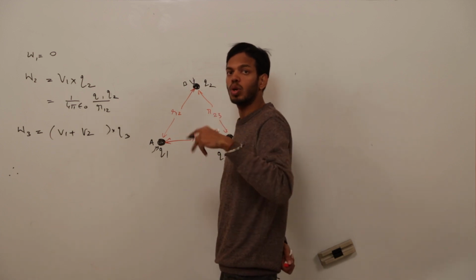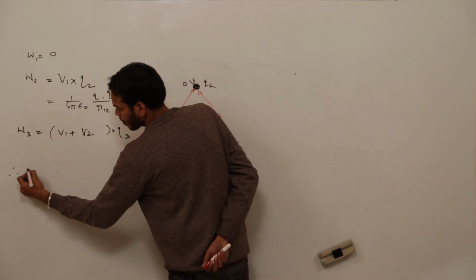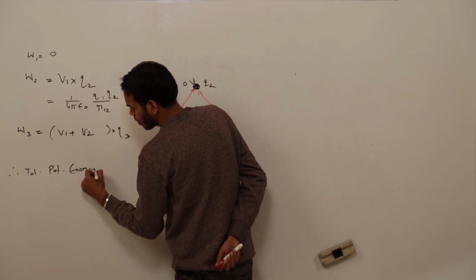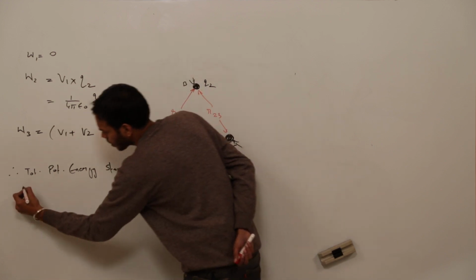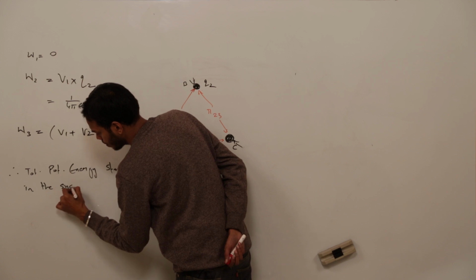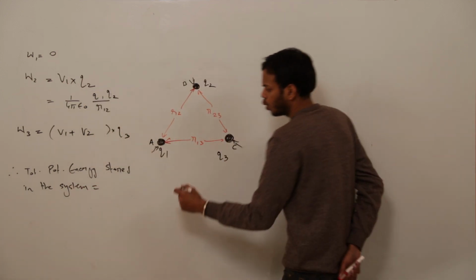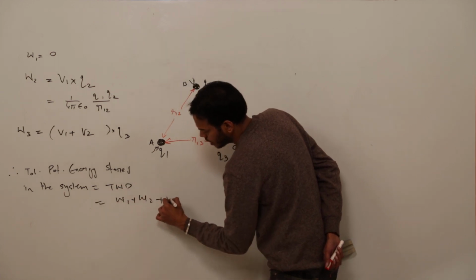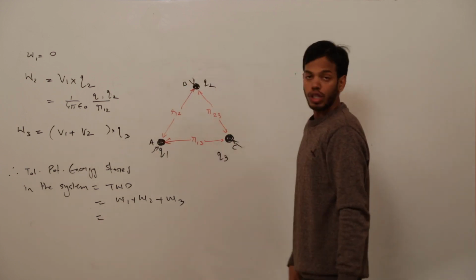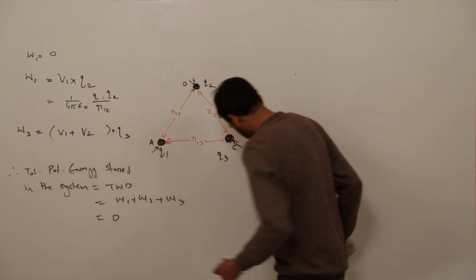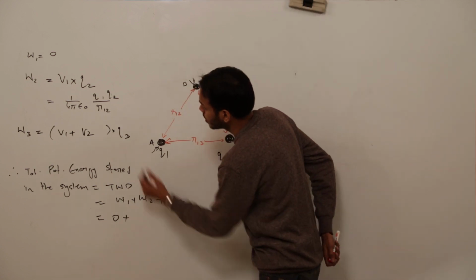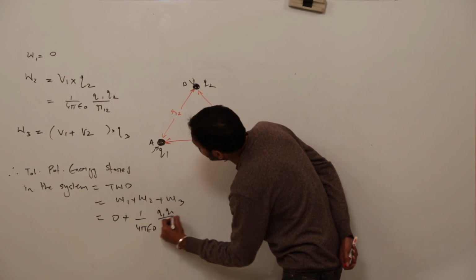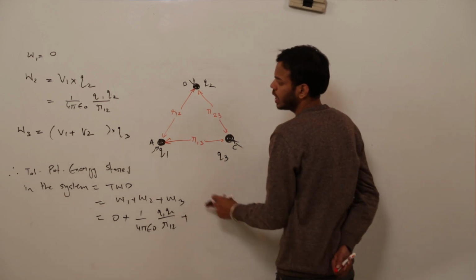I am not writing total work done. What I am writing is, therefore, total potential energy stored in the system is equal to what? Total work done, which is equal to W1 plus W2 plus W3. What was W1? 0, plus 1 upon 4 pi epsilon naught Q1 Q2 upon R12 plus what is W3?